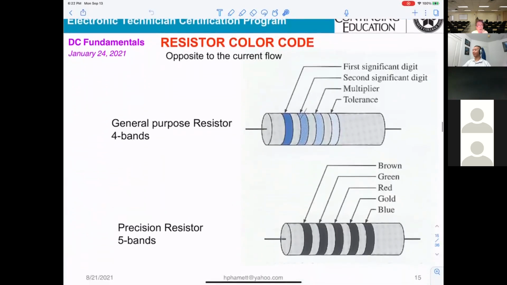Okay, and also this is the way to identify the value of the resistor using the color code. In a resistor, they have a general purpose and a precision. One will be 1, 2, 3, 4, 4 bands. And another one will be 1, 2, 3, 4, 5. Okay, 5 bands will be just more accurate than 4 bands. The calculation will be the same thing.